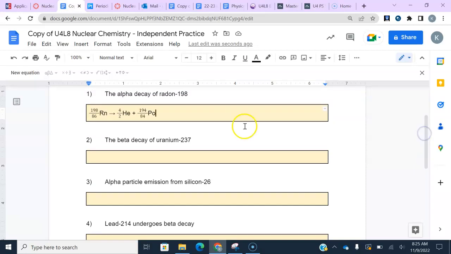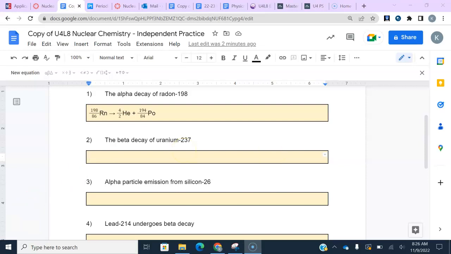Now let's do number 2, which is the beta decay. Beta decay is a little bit different because we're not going to be subtracting anything from the atomic number. We're actually going to be adding to it, because remember, in beta decay, a neutron decays into a proton in the nucleus, and we kick off an electron. Let's do this one really quick.